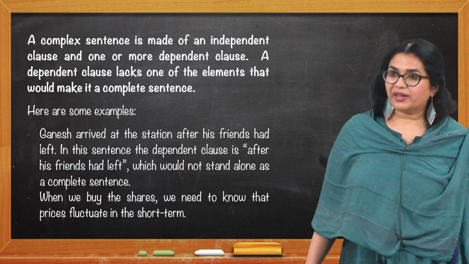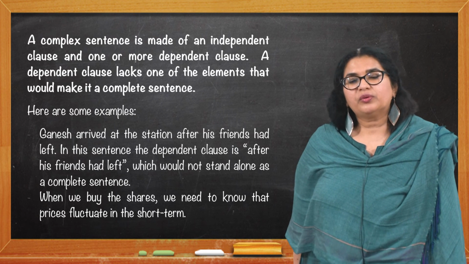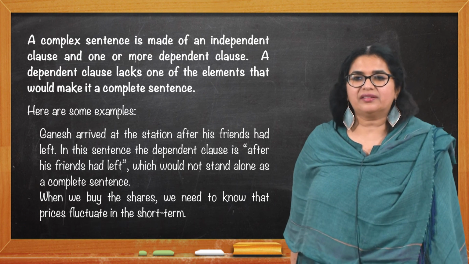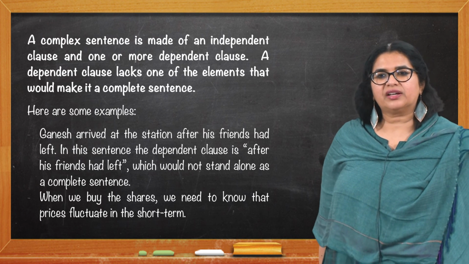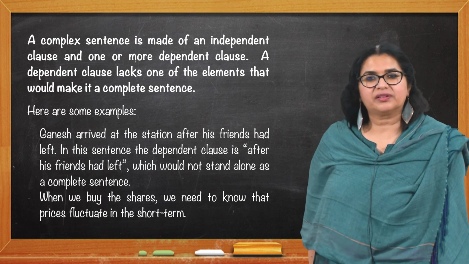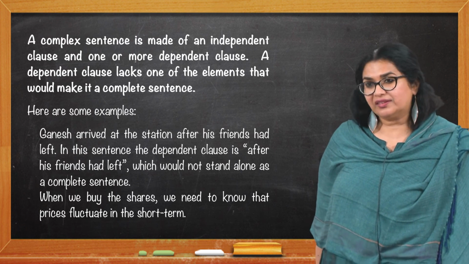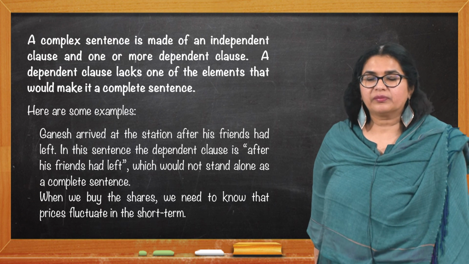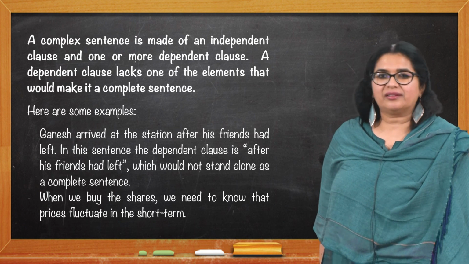A complex sentence, on the other hand, is made of an independent clause and one or more dependent clauses. A dependent clause lacks one of the elements that would make it a complete sentence. Here are some examples. Ganesh arrived at the station after his friends had left. Here, the dependent clause is after his friends had left, which would not stand alone as a complete sentence. And when we buy the shares, we need to know that prices fluctuate in the short term. So, when we buy the shares, is not a complete sentence by itself.